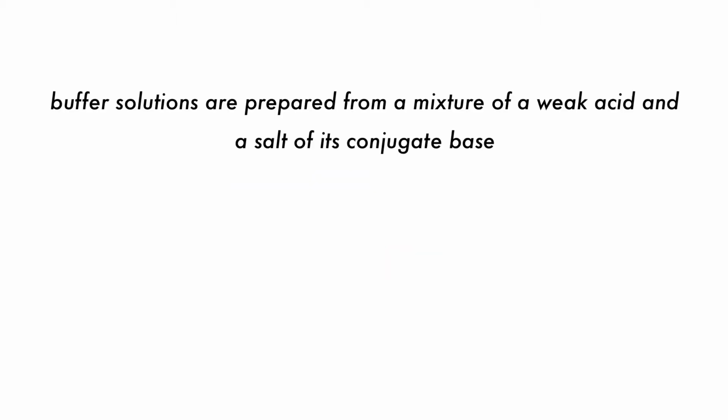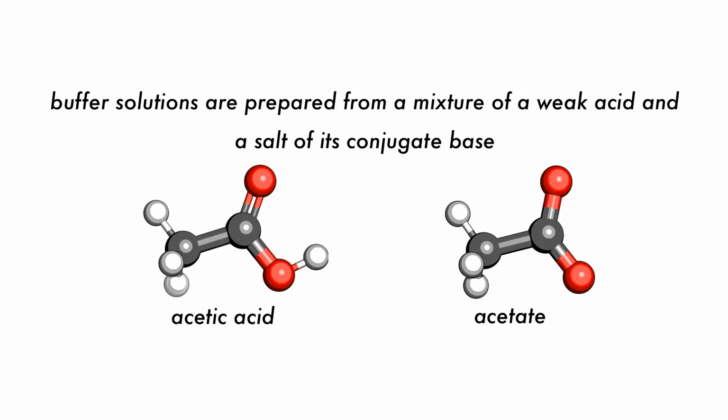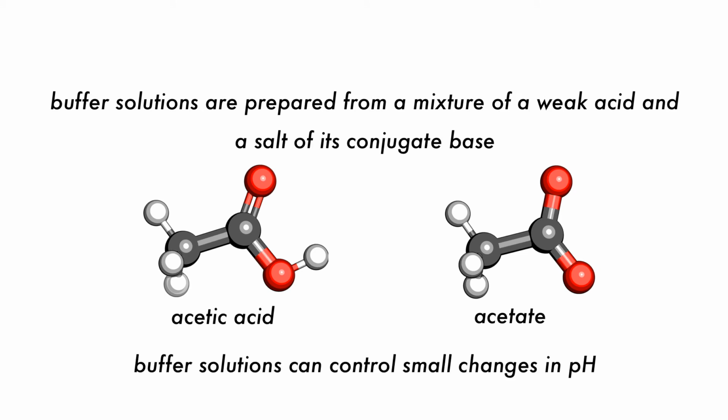As we have talked about before, a buffer solution is a mixture of a weak acid and the salt of its conjugate base, such as acetic acid and acetate. We have previously learnt that buffer solutions can control pH changes. But how do we calculate the pH of a buffer solution and the ratio between the concentrations of the weak acid and its conjugate base? We use the Henderson-Hasselbalch equation.